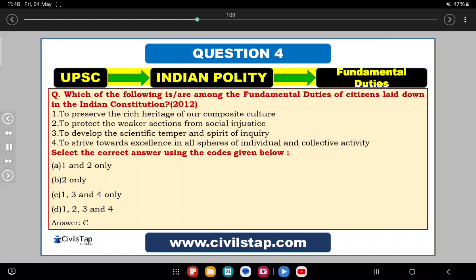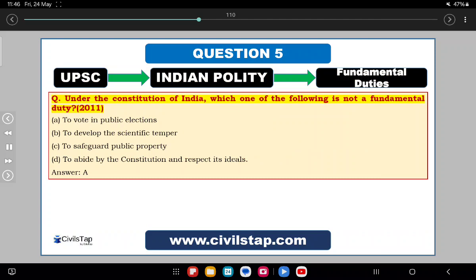UPSC Indian Polity, Fundamental Duties. Question 4 (2011). Under the Constitution of India, which one of the following is not a fundamental duty? A. To vote in public elections. B. To develop the scientific temper. C. To safeguard public property. D. To abide by the Constitution and respect its ideals. Answer, A.